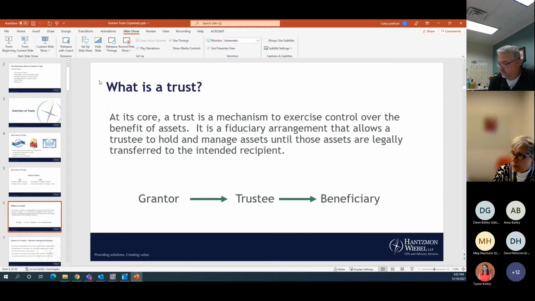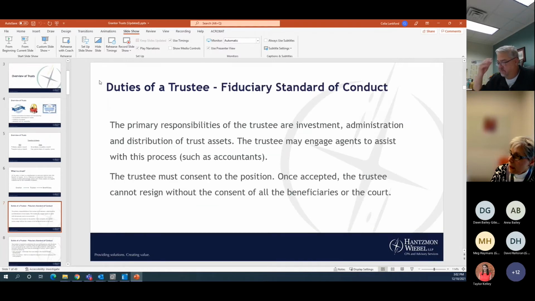So let's spend a little time on the trustee. The primary responsibilities of the trustee are the investment, administration, and distribution of the trust assets. A trustee doesn't have to be an expert in all of those features. They can hire an investment advisor. They can hire accountants to help them deal with the tax issues. But the trustee has the responsibility of overseeing the management of the trust assets. The trustee must consent to the position. You can't just name a trustee in your trust without their consent. Once they accept being the trustee, they cannot resign unless there is consent of the beneficiaries or of the court.